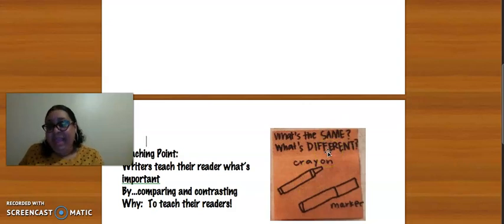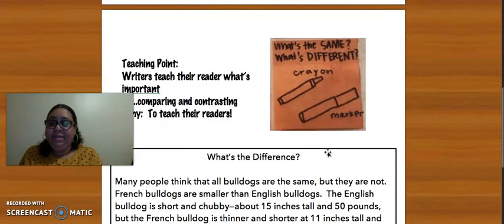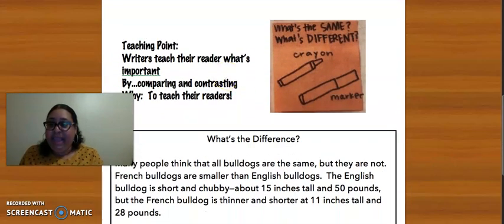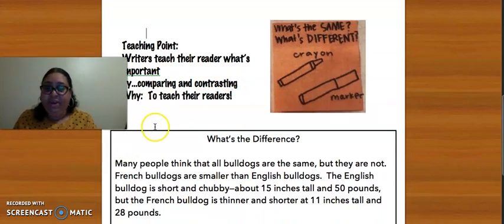So I started my writing and I want you to take a look at how I was able to teach what's important, how I was able to compare and contrast information about those two different kinds of bulldogs to teach my reader more. My chapter is called What's the Difference? In this chapter, I want to teach my reader what's different between French bulldogs and English bulldogs. I'm going to be showing what's the same and different so that my reader learns more about bulldogs. Many people think that all bulldogs are the same, but they are not.